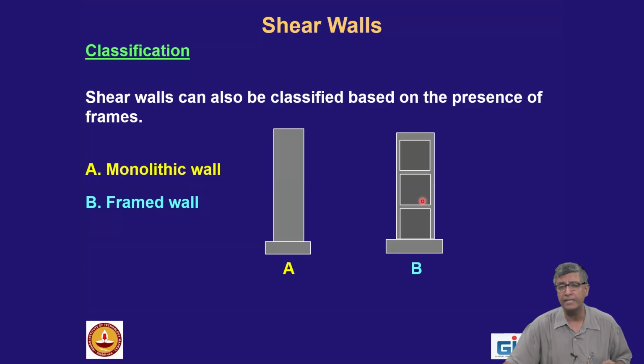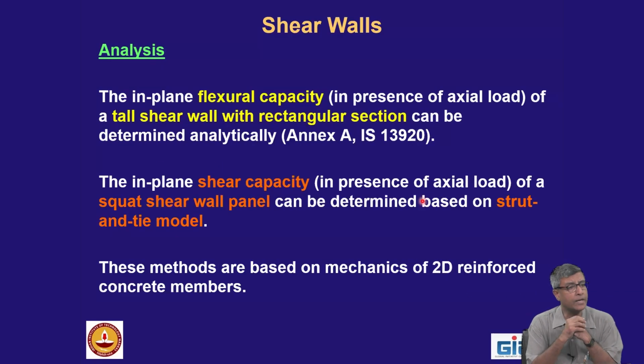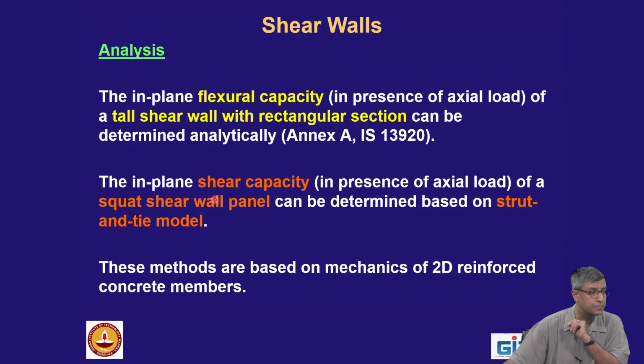Obviously, the framed shear wall analysis is more difficult because now we have the interaction of the flexural frames and the squat wall panels. Now, if I look into the analysis, the flexural capacity of a tall shear wall with a rectangular section is given in IS 13920 in Annex A. Please stay familiar that this expression is there. If I am looking for the in-plane shear capacity for a squat wall, then the strut and tie model can be used.